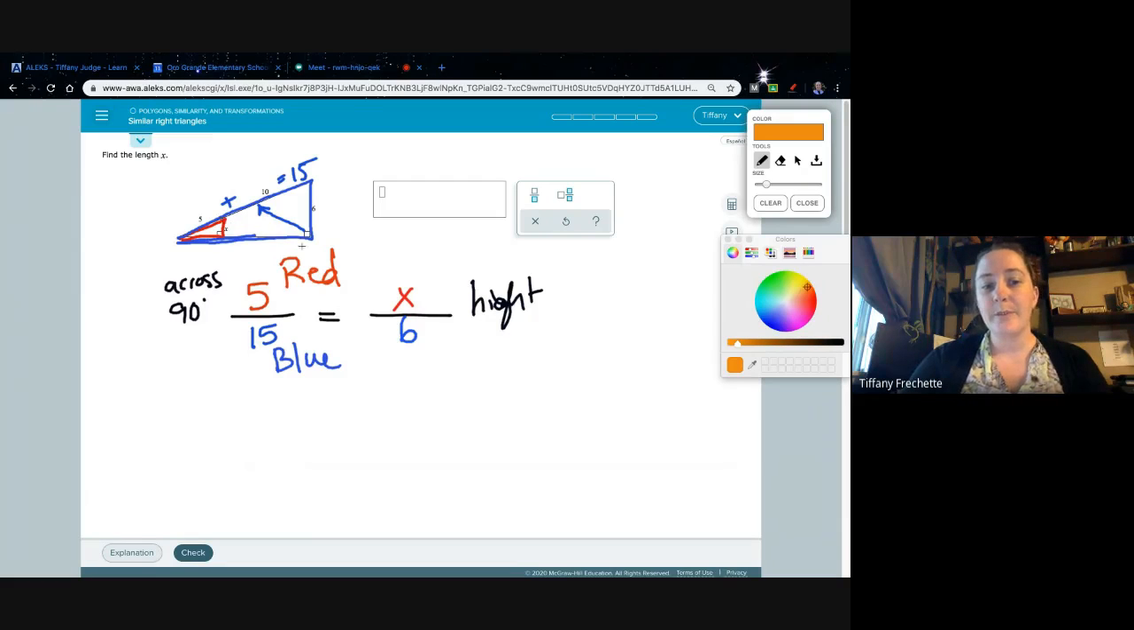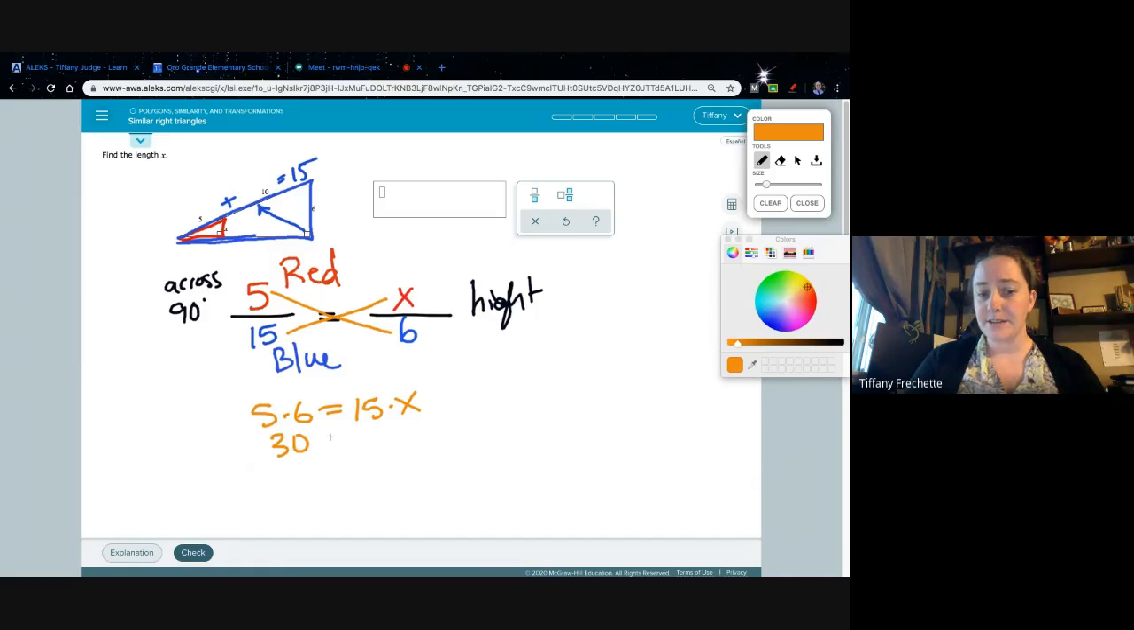So we just want to match up the corresponding parts. We can always match up right across from the 90 here. But then we need to decide what other piece I have. The other one I had was two sides across from the vertical angle. So I know those correspond to each other. In this case, I have two heights. All right, so what I'm going to start doing is cross multiplying. So I have 5 times 6, and that's going to equal 15 times x.